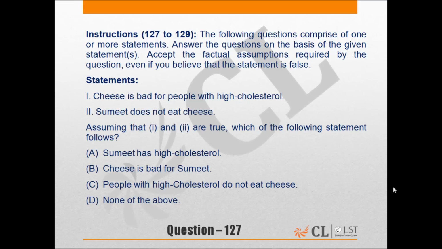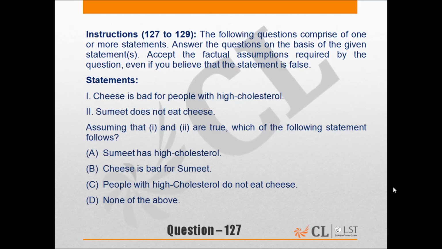Sumit does not eat cheese does not imply that cheese is bad for Sumit. Sumit may not like the taste. For that reason, he may not eat cheese. He may even be a poor person who cannot afford cheese. Or he may live in a place where cheese is not available at all. All of these cases are possible. We cannot at all assume that if Sumit does not eat cheese, it implies that cheese is bad for him.